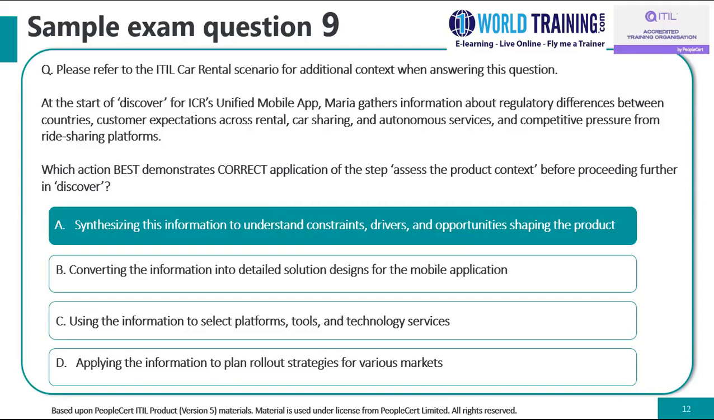So Discover begins with an assessment of the current environment, including strategic direction, PESTLE analysis, portfolio reviews, roadmaps, and feedback from other value chain activities. B is wrong because translating findings into detailed designs belongs to design. C is wrong because selecting platforms and services is an acquire decision. And D is wrong because planning rollout strategies is a transition activity.